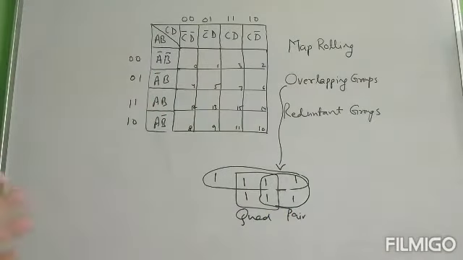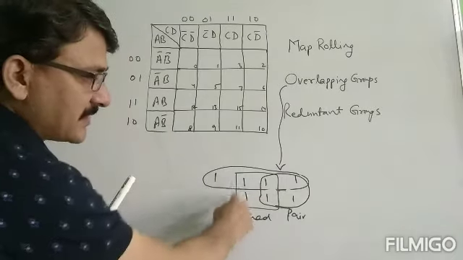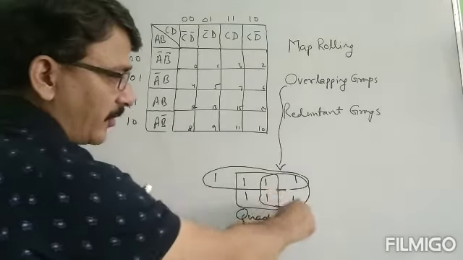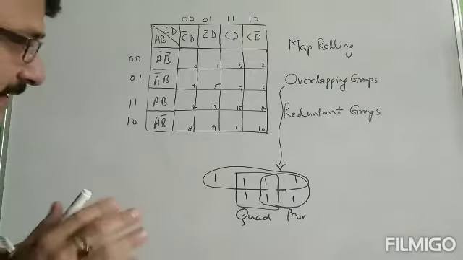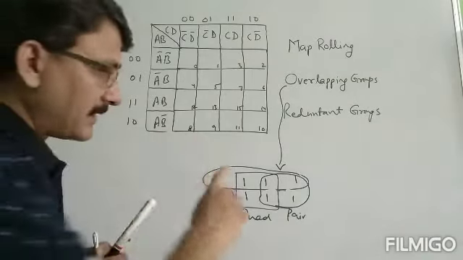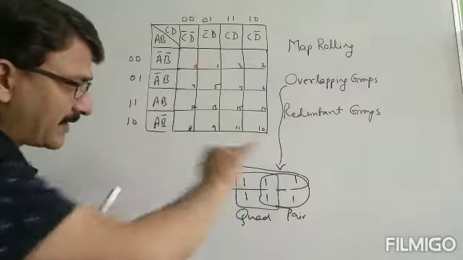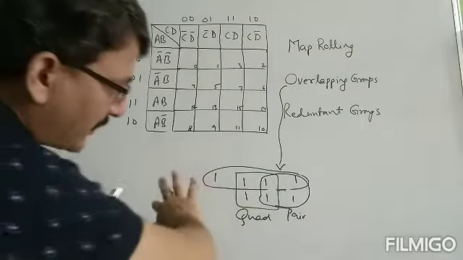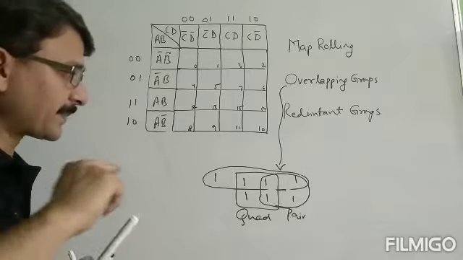If you see up to this point, originally this is my quad, then you form this quad and this quad. Is this formation correct? First thing, is there any one which is not taken in any particular group? No, you have covered all the ones, so it's fine.